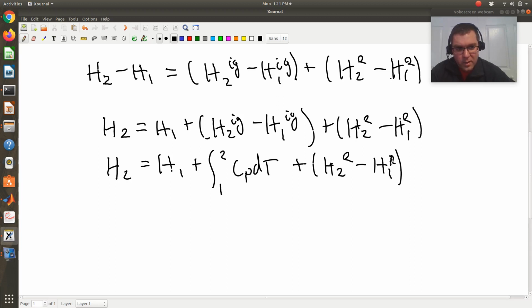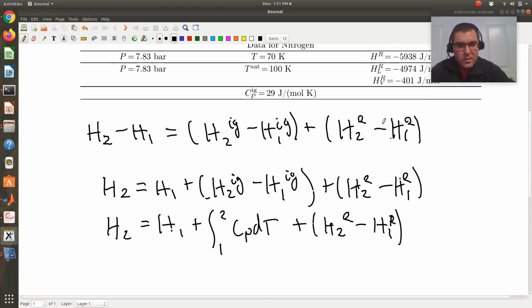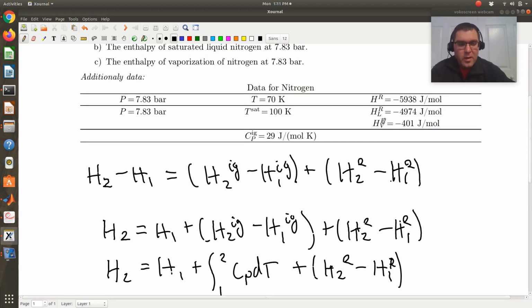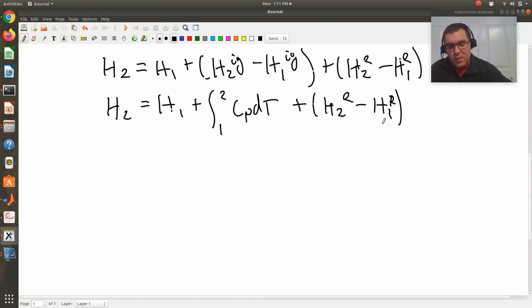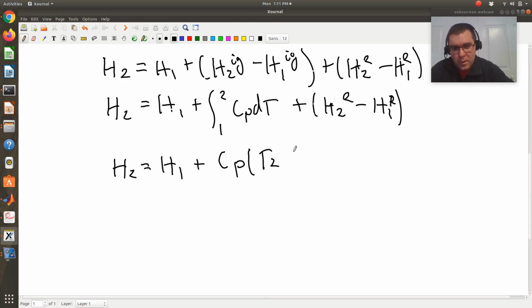Before we plug in the reference state to simplify this, in the table we're given a value for the heat capacity, which is constant. So I'm going to write this out one more way. H2 is equal to H1 plus, pulling Cp out since it's constant, Cp times T2 minus T1, plus H2R minus H1R.